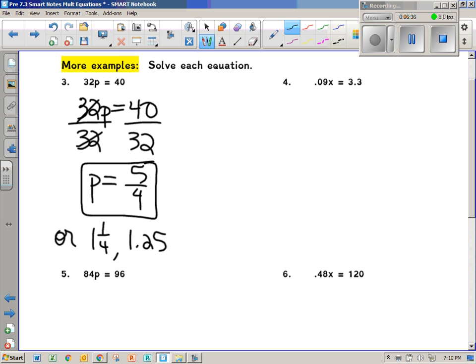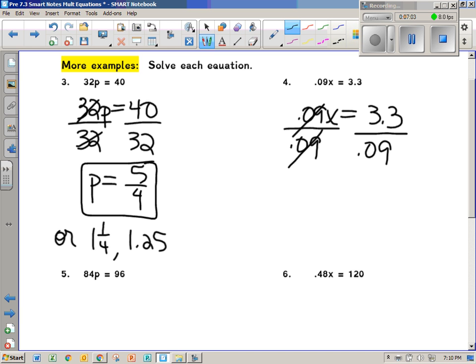Number 4, I have a decimal in the problem, but I don't do anything differently. I do the same thing I did with number 3. I divided by the number with p, so we're going to divide by the number with x. Remember, rewrite your problem. Then you can show that you're dividing both sides. The reason you don't want to write on the original is if you did want to check, you want to be able to see the original with no markings on it.